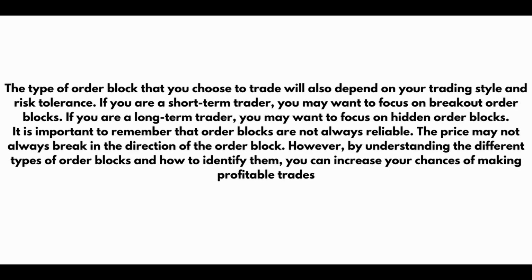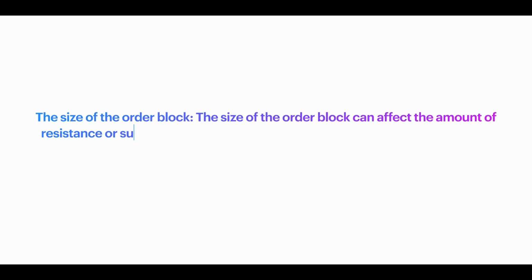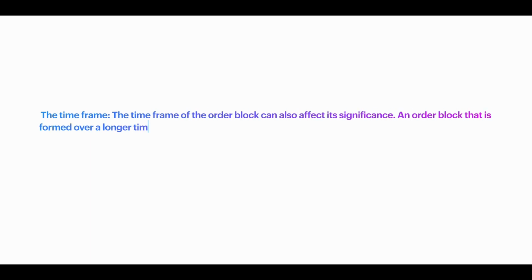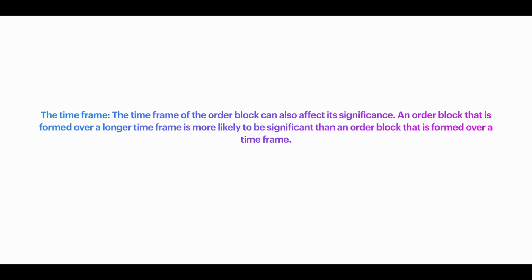Here are some reasons why there are different kinds of order block. The size of order block can affect the amount of resistance or support it provides. A large order block is more likely to provide strong resistance or a support zone than a small order block. The time frame of the order block can also affect its significance. An order block that is formed over a longer time frame is more likely to be significant than an order block that is formed over a shorter time frame.